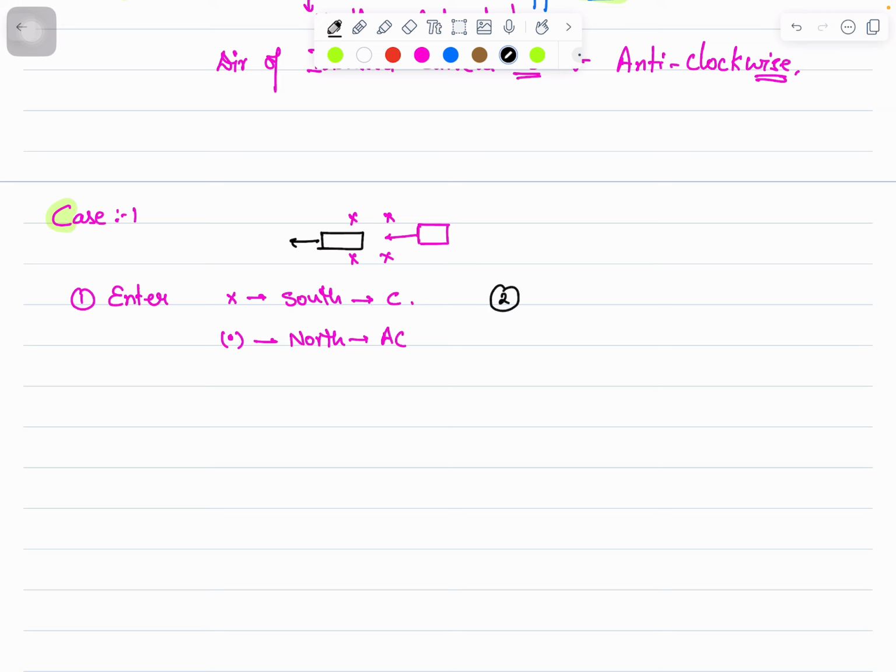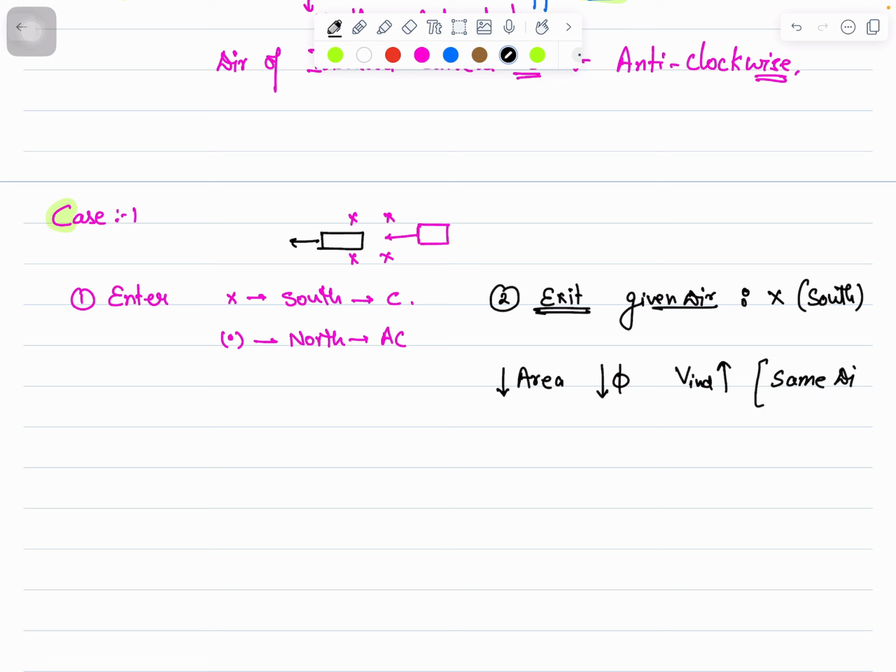Now take the case that it is here and it is moving out. So second case, exit. Just think, given direction as per the question, cross. Cross means south. Yes or no? Okay. Now what will happen? Can I say area starts reducing? Yes or no? Okay. Can I say flux starts declining? Then V induced should increase, means same direction. That should be the same direction.